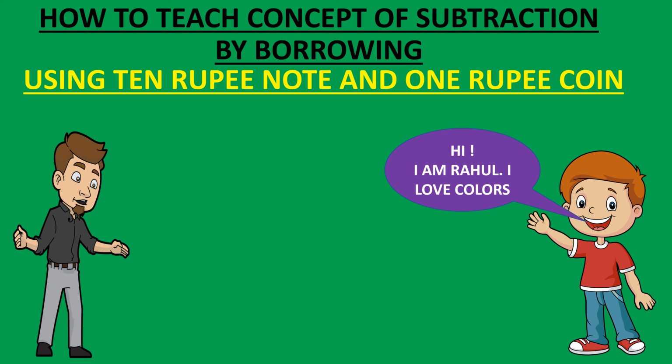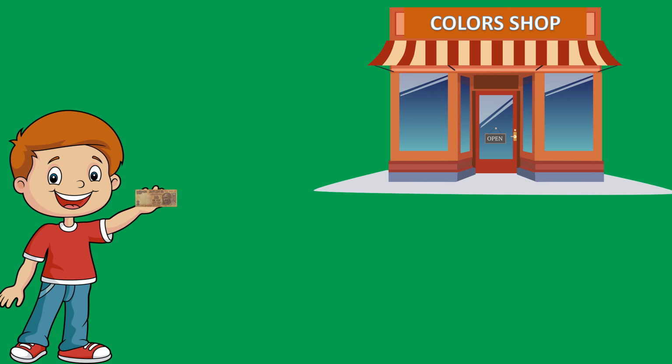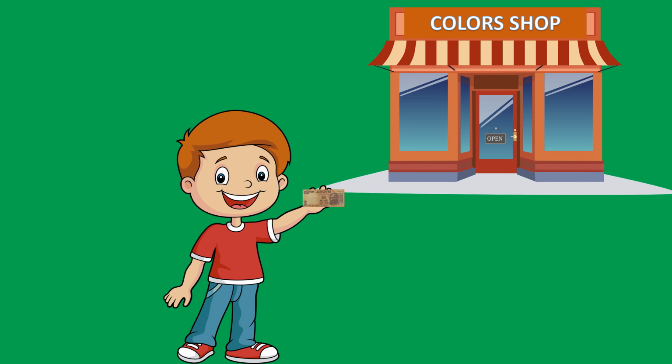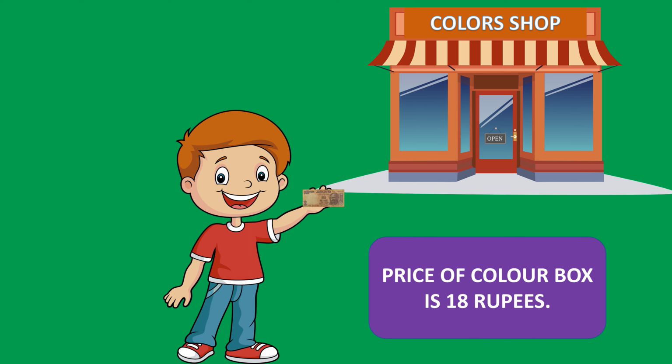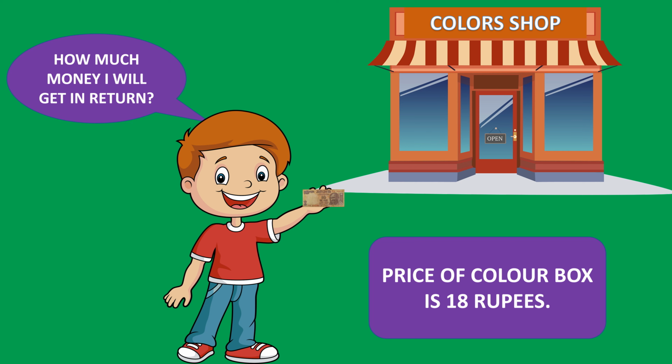Rahul's father gave him 25 rupees to buy a color box. Rahul went to the shop and asked the shopkeeper the price of the color box. The shopkeeper told him it is for 18 rupees. Now Rahul is not able to understand how he can give 18 rupees from 25 rupees and how much money he will get in return from the shopkeeper.